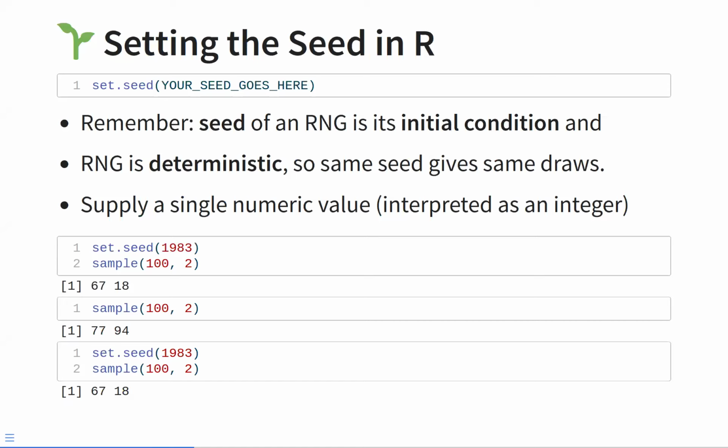And in R, we can set the seed by using the command set.seed, and then you specify the seed that you want. Your seed should be a single numeric value, and it will be interpreted as an integer. So if I want to set the seed again to my year of birth, I can do that. Let me sample from the vector 1 to 100. I'll make two draws without replacement. OK, I got 67 and 18. If I use that command again in the second code block, I'm probably not going to get the same values. It's pseudo-random. But if I set the seed back to 1983, as I do in the third code block, I now get exactly the same draws again.